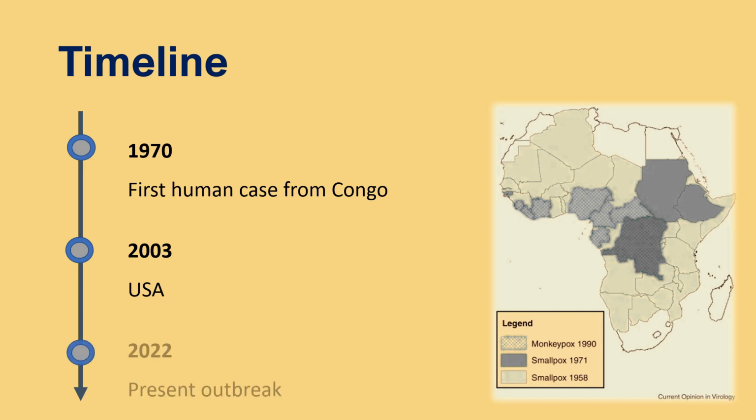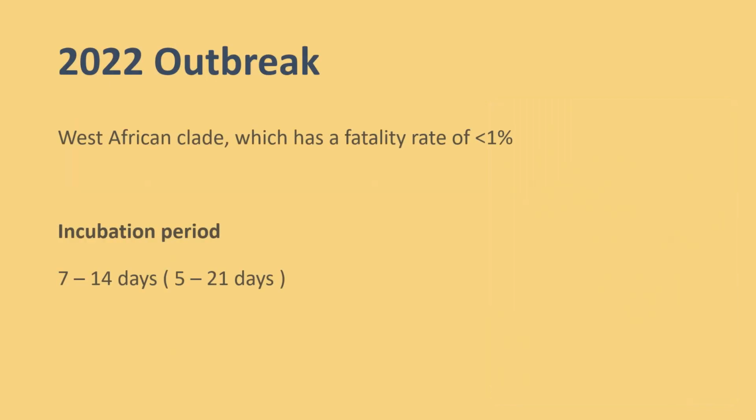The present outbreak started in Europe in May 2022. Following the first case, monkeypox infection spread to different parts of Europe as well as to USA and Australia. The present outbreak is quite similar to the West African clade, which carries a fatality rate of less than 1%. The median incubation period of monkeypox is usually 7 to 14 days. However, infection can occur between 5 to 21 days following exposure.